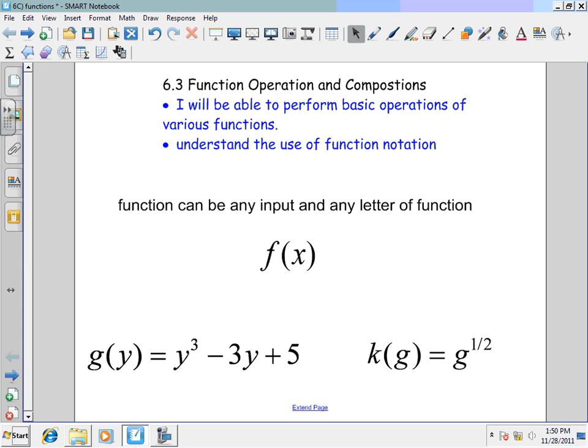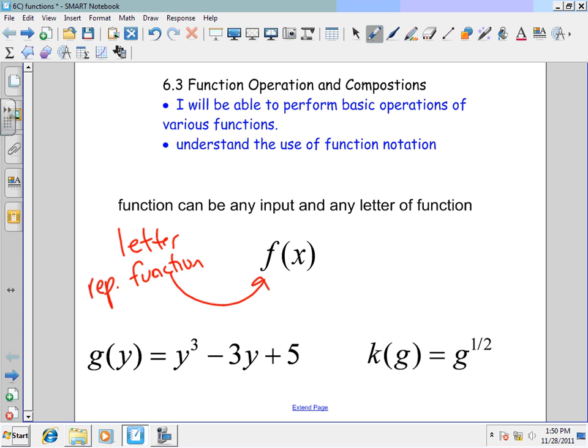Okay, it says here, a function can be used with any input and any letter. Just like in algebra, where an unknown quantity can be any one of the 26 letters, and some symbols too. But we use different letters to represent different things. Here, the F is a letter that represents the function itself. So function F will be different than function G or function B.